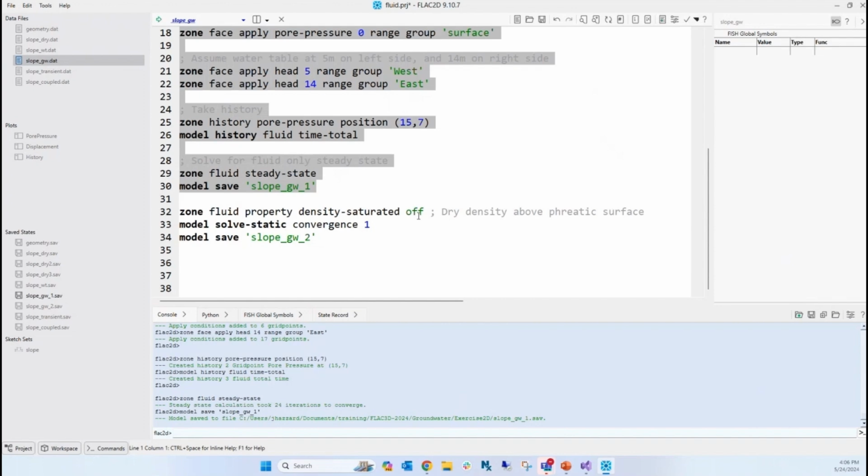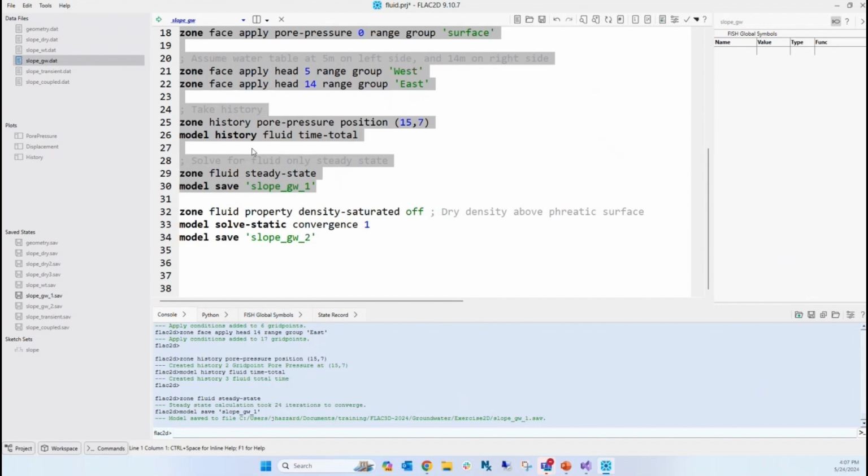So if I want the unsaturated part to have a different density than the saturated part, I need to give this command. Zone fluid property density saturated off. So it means it will use the dry density if the saturation is 0. And then I just solve for the mechanical part only.